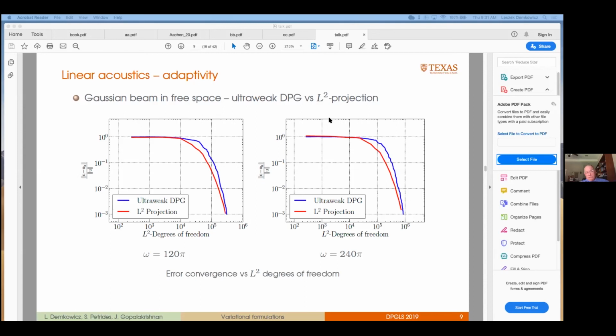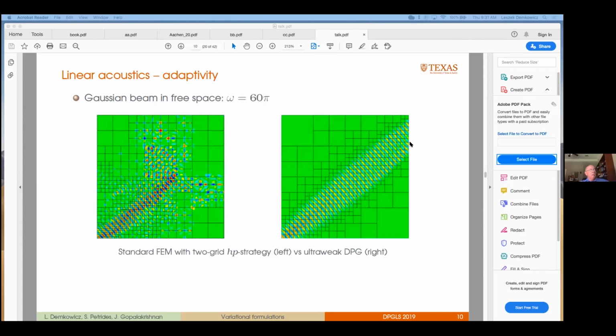We have a technology that delivers the quality of adaptive L2 projection for high frequency wave propagation problems. And you might say, okay, what's the big deal? I can do it with standard Galerkin. No, you cannot. This is what happens if you run my old HP adaptive code for the same problem. The standard Galerkin completely falls apart. The DPG doesn't. So the stabilization is crucial.